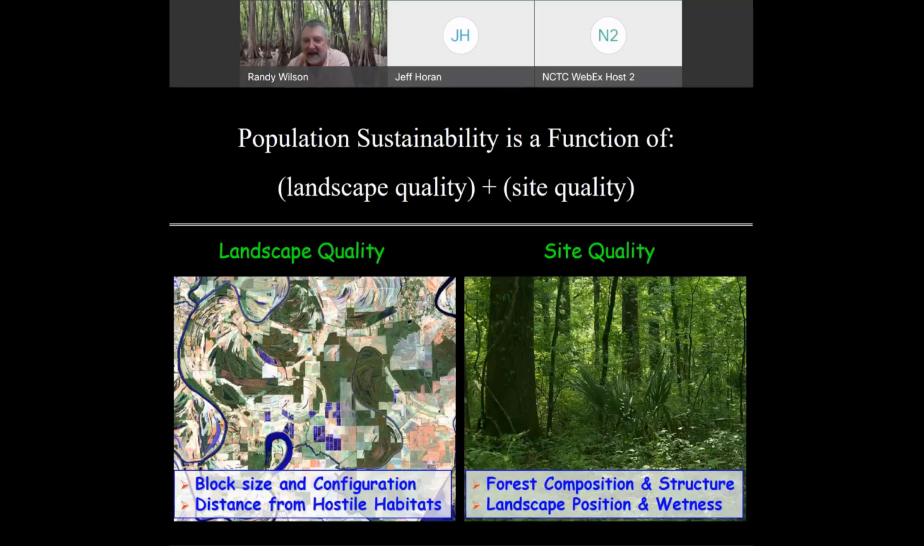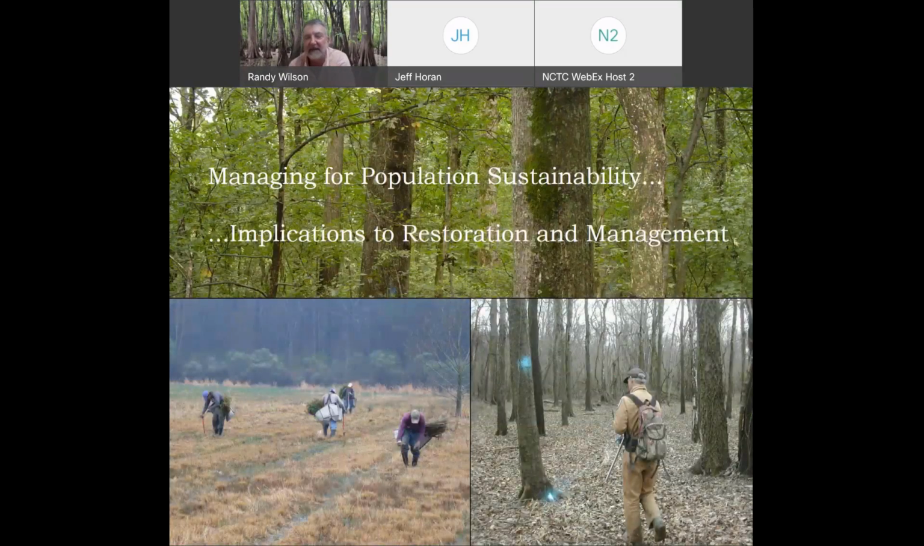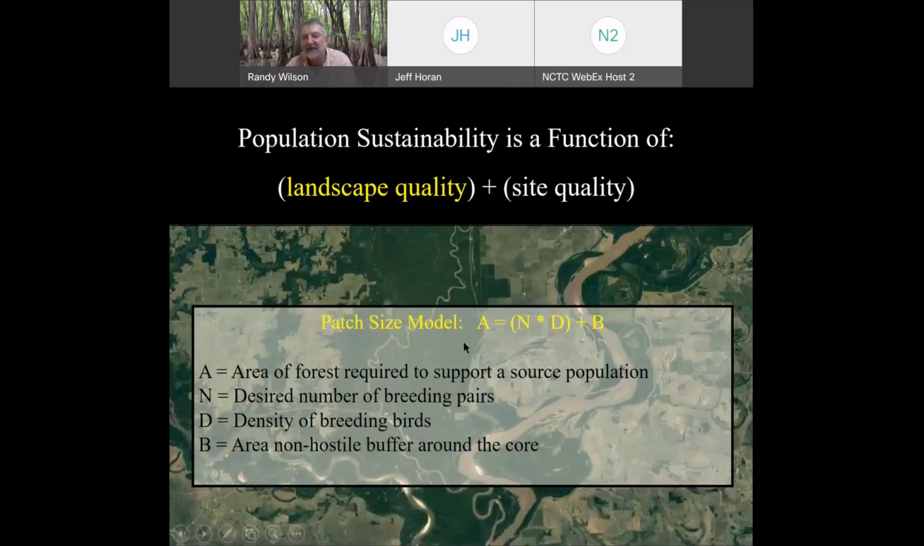Then we also need to think about the site quality at the stand level. What does it look like? What's the composition structure associated with those specific sites on the ground? If we think about it in that context, then all of it collectively has implications to our restoration and management strategies.